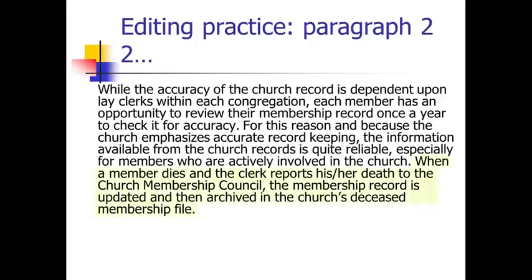I just want to draw your attention to the very last line. I'm not going to read through the whole thing. You can read through it on your own. But the very last line of the second paragraph is kind of funny. It says, when a member dies and the clerk reports his/her death to the church membership council, the membership record is updated and then archived in the church's deceased membership file. So notice that if you're reading that along, it sounds like it's the membership file. It's the file that's deceased, right? So it has this kind of funny thing with adjectives. You want to be careful with adjectives because you can come up with funny things like deceased files. So obviously you're going to want to edit that last line carefully.